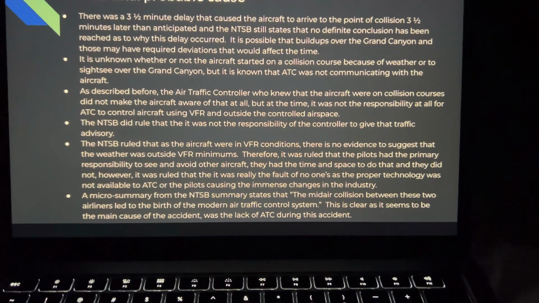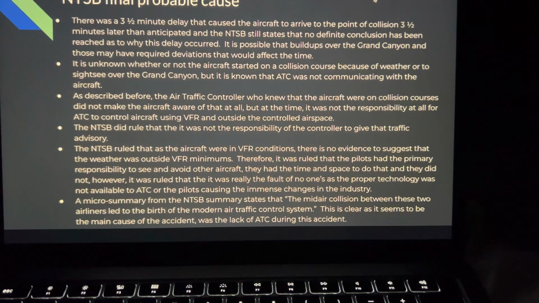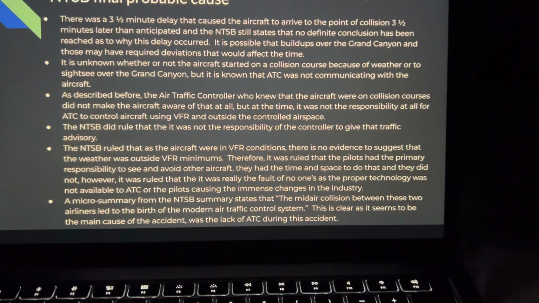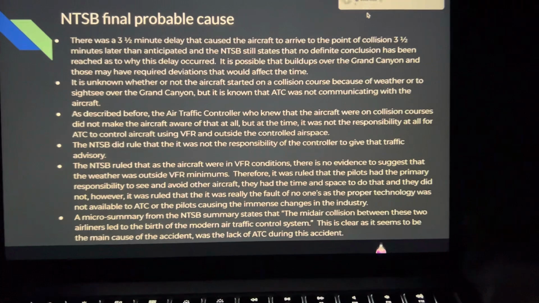A micro summary from the NTSB states that the mid-air collision between these two airliners led to the birth of the modern air traffic control system. And this is just clear, as it seems the main cause of the accident was the lack of ATC.